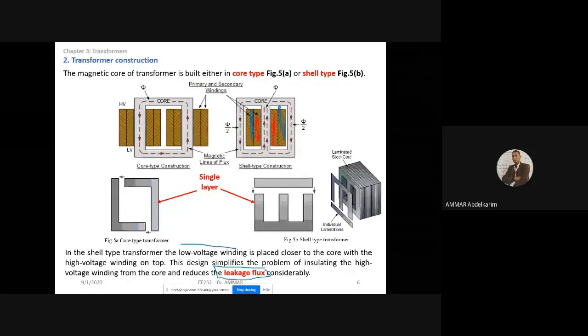So this shell type is proposed to reduce the leakage flux, and actually all the transformers that exist are shell type transformers, but in our studies we always consider the transformer as a core type in order to simplify. But all transformers that exist today are shell type in the shell type construction.